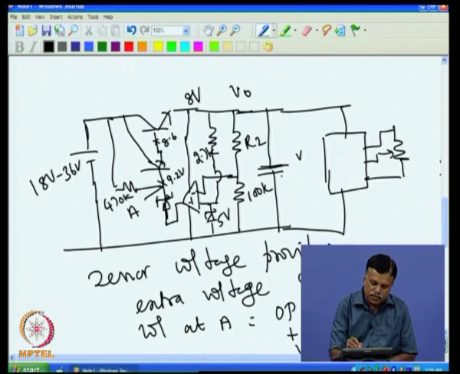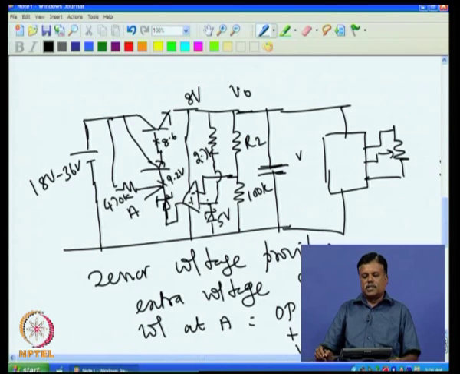So, normally we put a small value, 1 μF, 5 μF like that, not a very high value, to avoid oscillations. So, this is the voltage regulator part of this current transmitter.